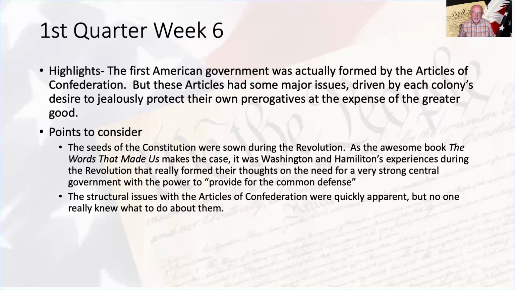Now, many of the issues that Congress faced required a simple majority. Some required 9 out of the 13 colonies, or states. But again, always voting as a state. So there would be a big potential for gridlock if a state couldn't decide how they want to vote.